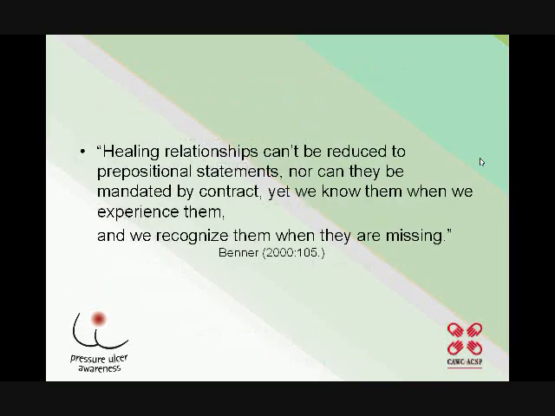Remember, healing relationships can't be reduced to prepositional statements, nor can they be mandated by contract, yet we know them when we experience them, and we recognize them when they're missing.